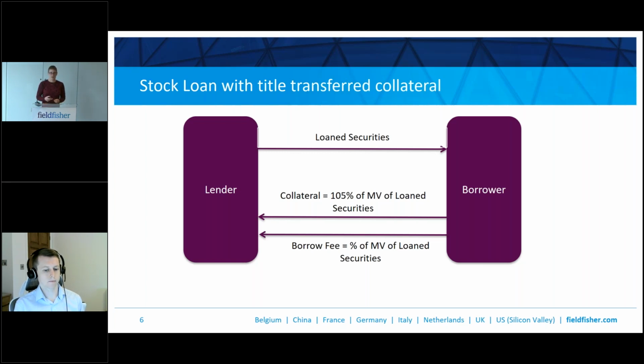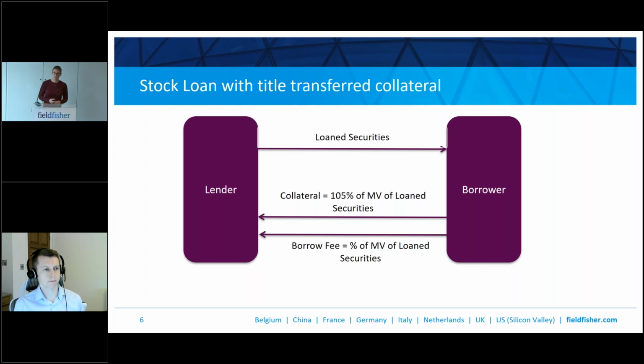And then in terms of collateralizing the loan, the borrower transfers title to eligible collateral, which is cash, equities, fixed income assets, or a combination of all three. The collateral is title transferred to the lender, so the collateral becomes the lender's asset. The lender can do what it wishes. It can reuse it, but it does have to give equivalent collateral back to the borrower when the loan's repaid.